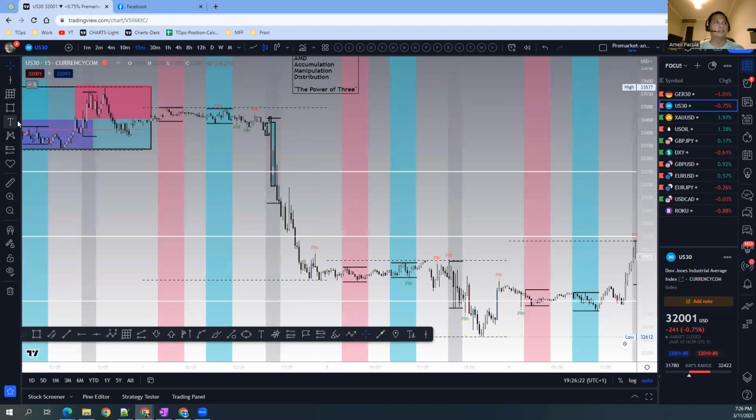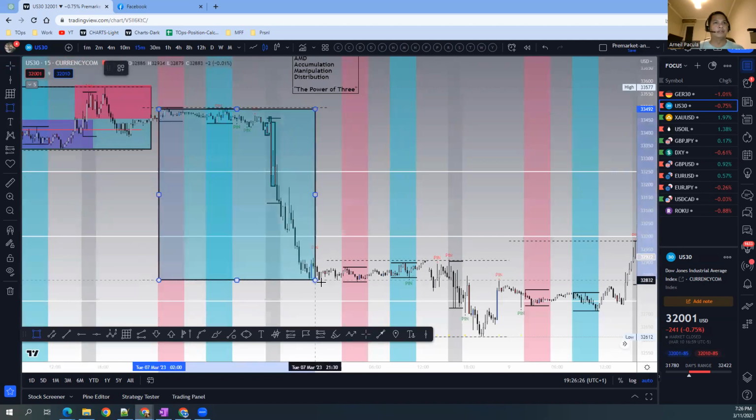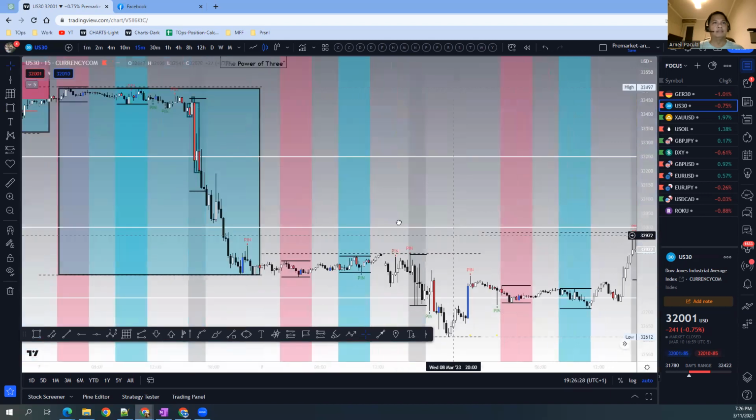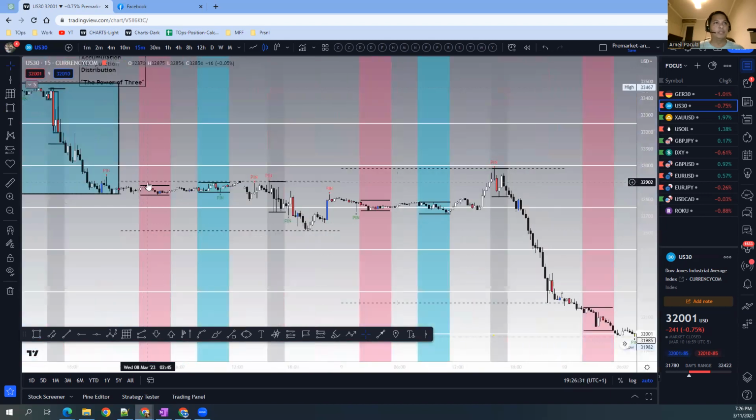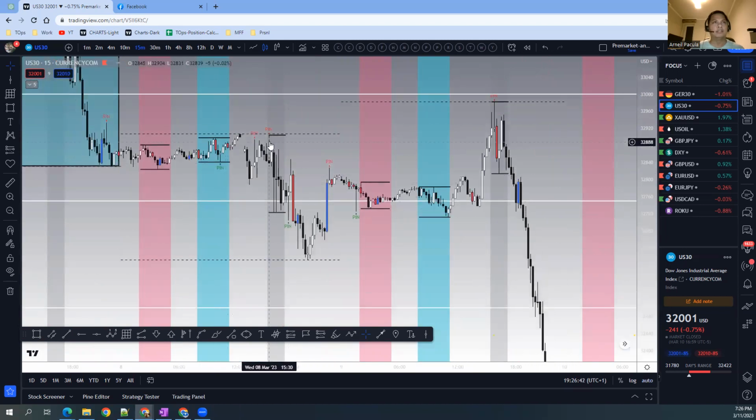So this is Tuesday. Okay, and here it comes also Wednesday. Again, accumulation at the Asian session, manipulation at the London, and distribution at the US session. You will always see that big moves are happening in the US session. Why? Because it's the US30. It means that it's best to trade US30 during the US session.